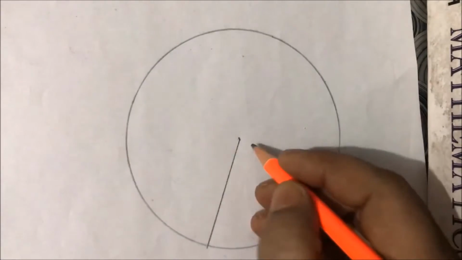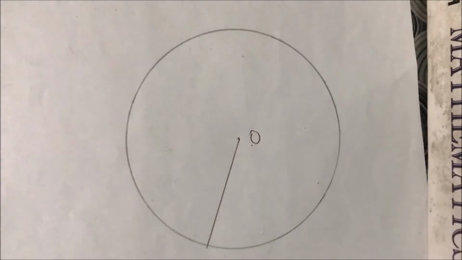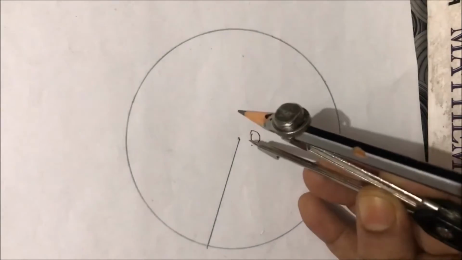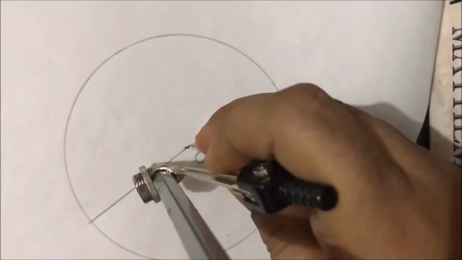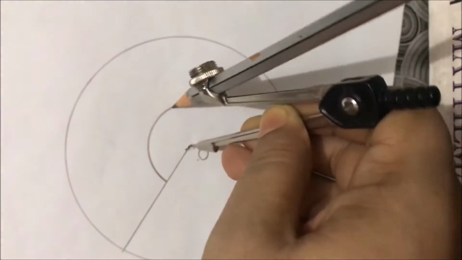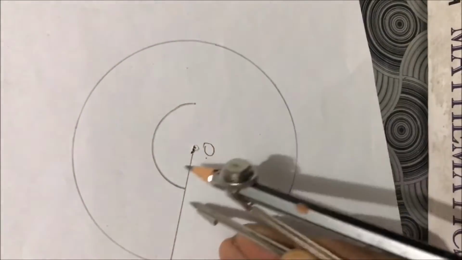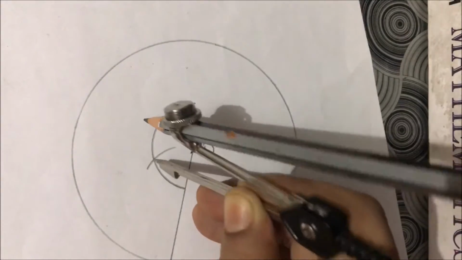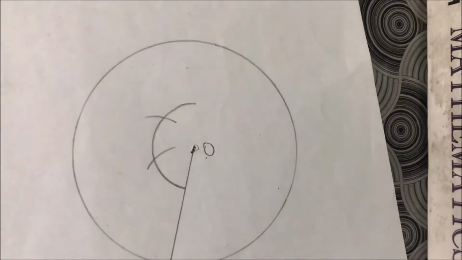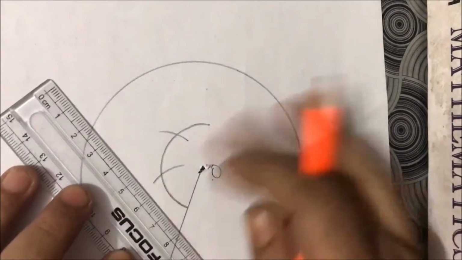Then with this O as center, draw an angle of 120 degree. With suitable compass, with O as center, draw an arc like this. Right? Then this is your 60 degree angle arc and this is your 120 degree angle. You have to draw an angle of 120 degree. Why?